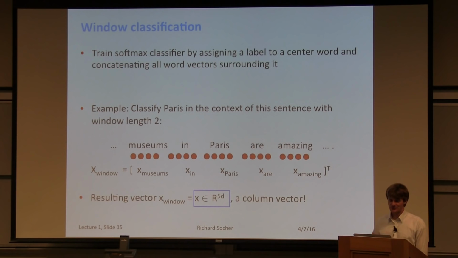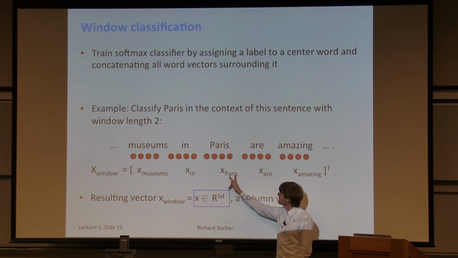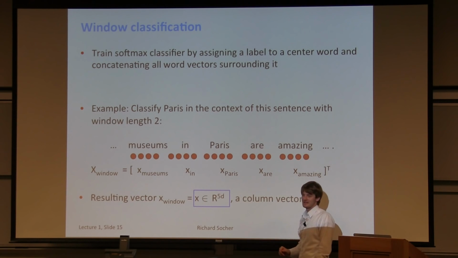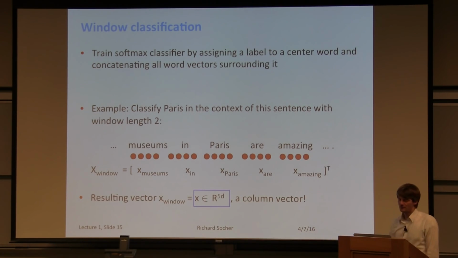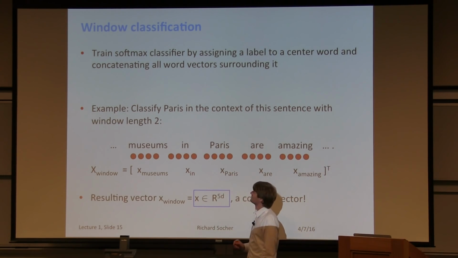The simplest one that we'll look at today is to just train a simple softmax classifier by assigning a label to the center word, which is again not required. You could have the word that you want to predict as the last word, but for most of this lecture and the next lecture, we'll just assume we try to classify the center word of a window. And to define our features, we simply concatenate the word vectors of all the words around the word we're trying to classify.